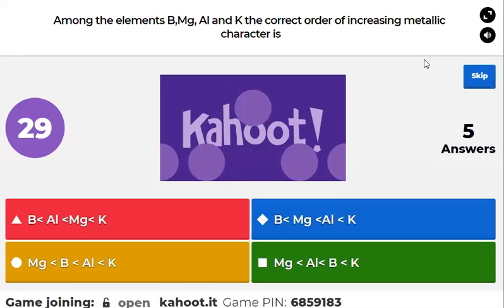Metallic character, right? Just think about this. General trend. Always start with general trend. Top to bottom, left to right. Then think about your order. You should always do like this. Quick, everyone.